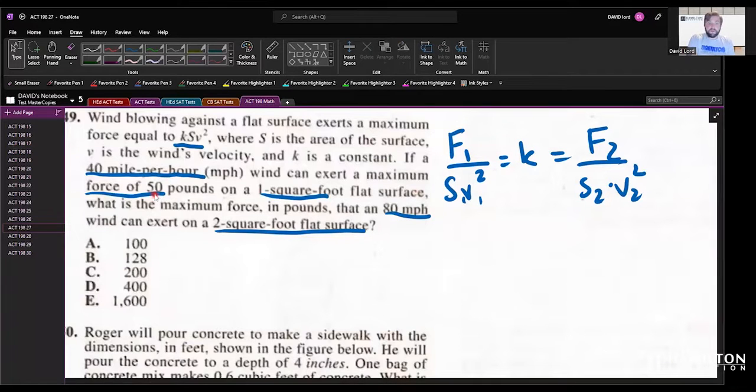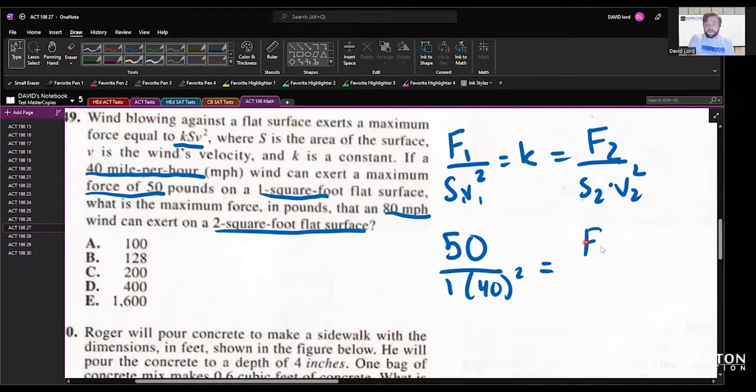The initial force was 50, and the initial area was 1 square foot. So that's going to be 1 on here, and the initial speed is 40 miles per hour squared. The force here, we don't know. That's what we're trying to find. The new area is 2 square feet, and the new speed is 80 miles per hour squared. So we're going to solve for F2 by multiplying the 2 times 80 squared over here.